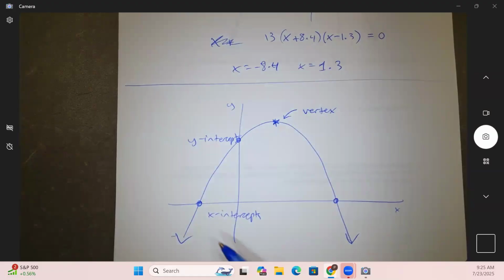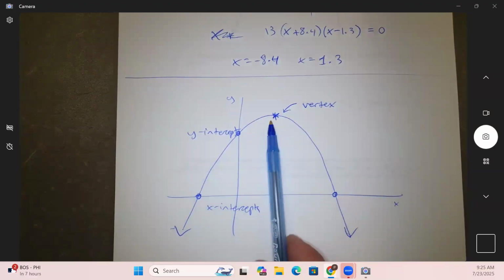Also super important. If this is a profit graph, you probably want to know how to maximize your profit. If this is a firework, you probably want to know how high that firework's going to go so you can explode it at a safe height.